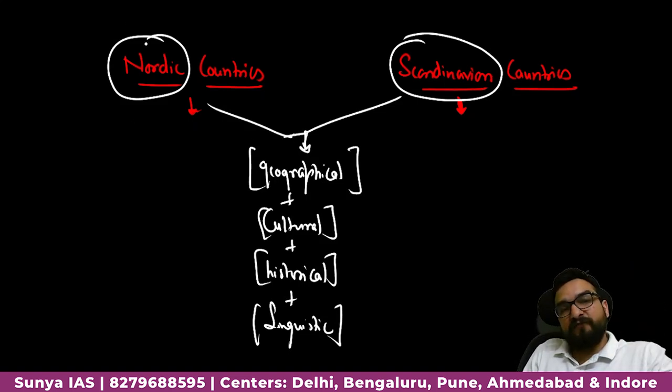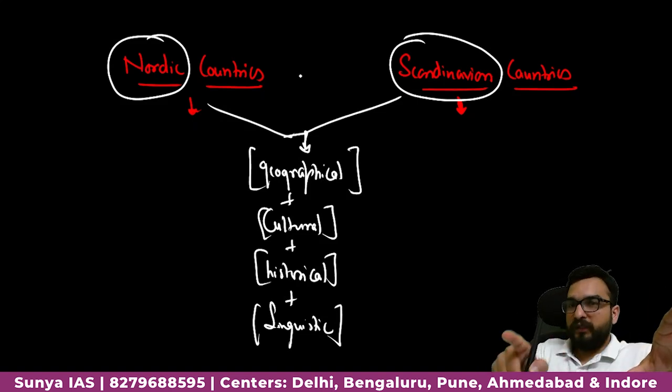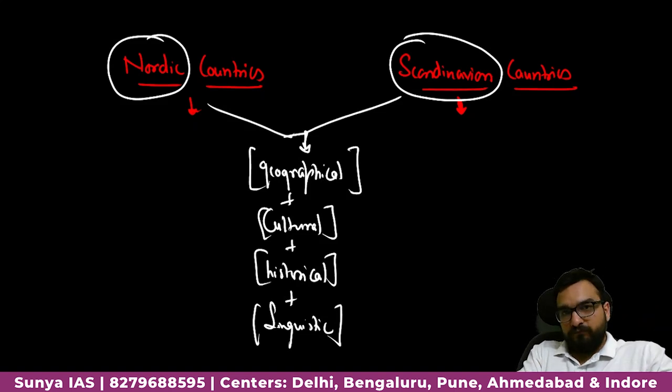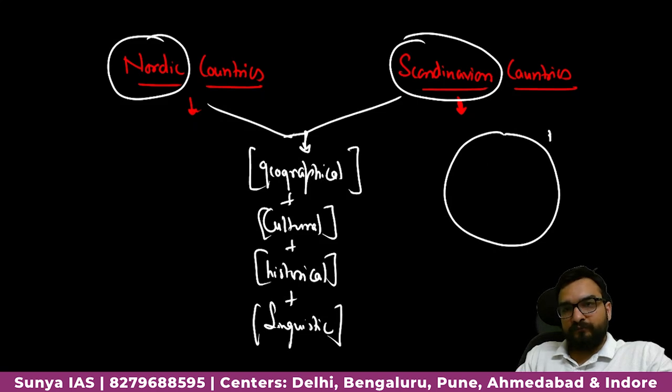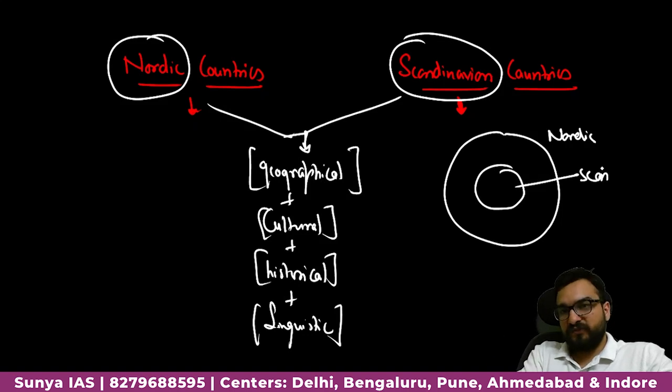Now, when we talk about Nordic, I'll be telling you those countries on the map first. And the Scandinavian countries are also part of Nordic only. Right? So let me tell you. What you are understanding is that this bigger circle is Nordic, and within these Nordic countries you will find the Scandinavian countries. So let us study the Scandinavian countries first, guys.